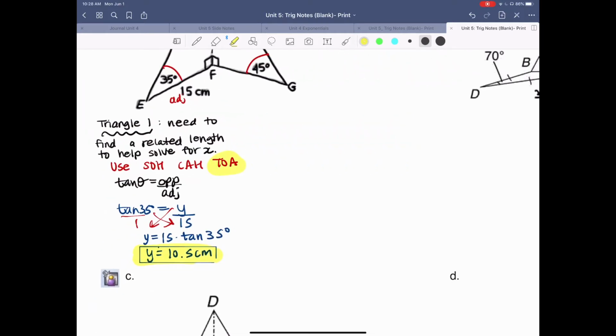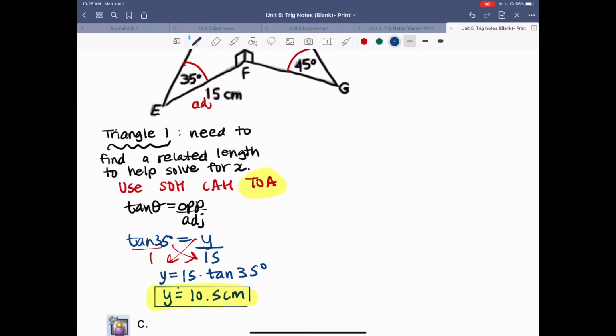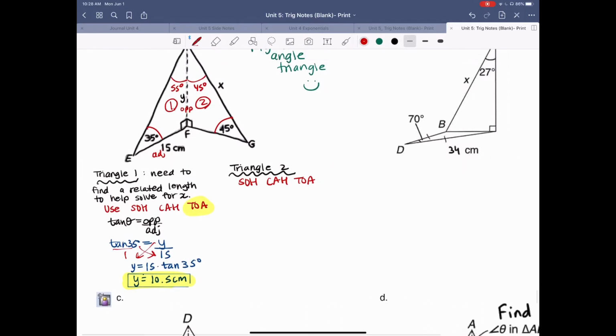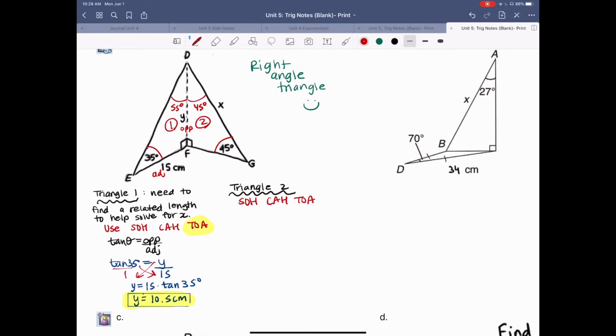And keep in mind that in my calculator, I try to keep the exact version when I'm working on the future calculations. So it's another right angle triangle, so I'm going to use SOHCAHTOA again. The reason I don't use Pythagorean theorem is because I don't have the other length, so it's not going to be helpful for me.